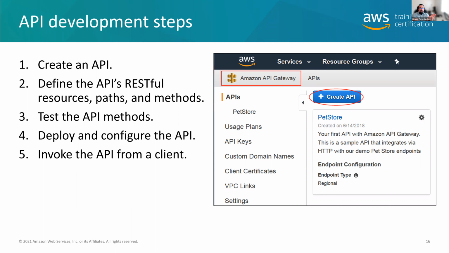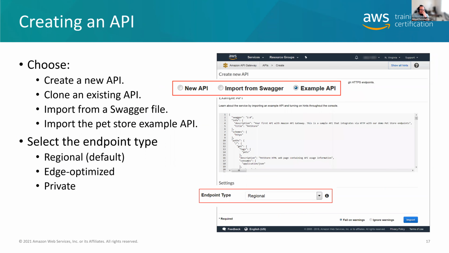You start all that, by the way, by just clicking on create API. And they do have that pet store sample API that integrates with the demo endpoints. It's pretty cool, actually. Even though it's like 3 or 4 years old at this point, it's still fun. So when you create an API, you can start from new. You can import from a Swagger definition. If you have a Swagger definition file, you could just do that. You could use the example API and modify it from there.